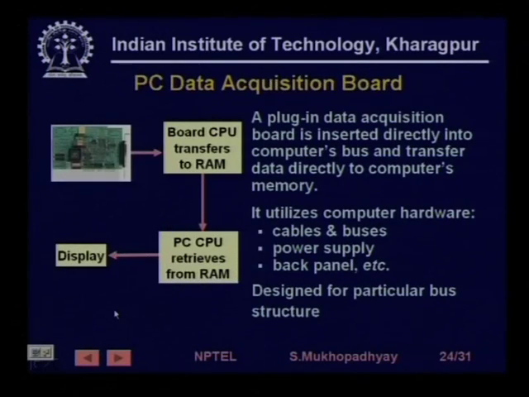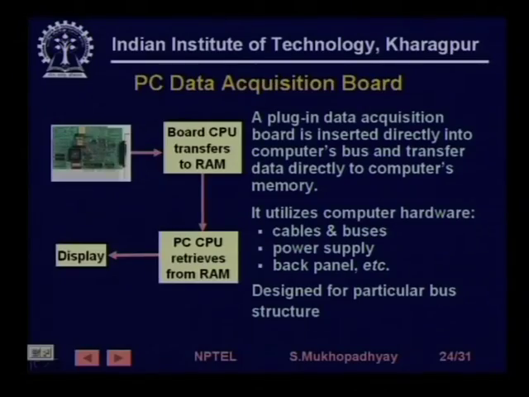So, this is a typical picture of a PC data acquisition board. What happens is that the board itself has a CPU which transfers the data, because it sits on the PC bus. So, it will transfer the data to the PC memory, and then the PC CPU can actually take it from the memory and then do a display, right.